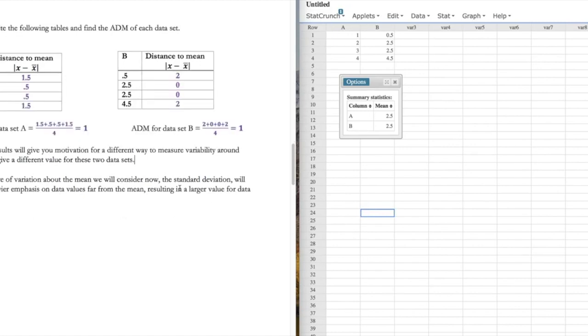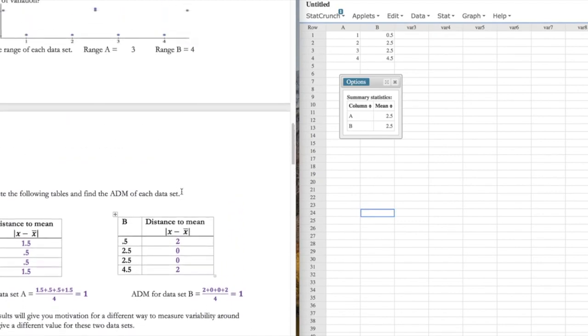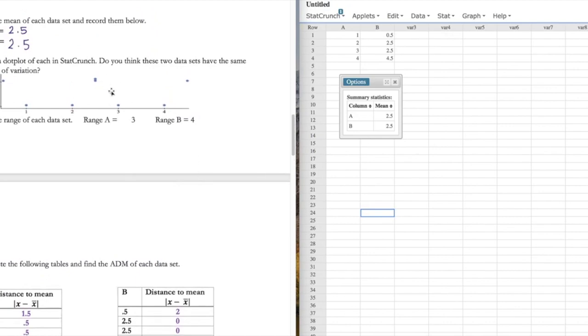All right, so hopefully we all came out with the same values here. The ADM for each of these data sets is exactly the same. We looked at the dot plots.